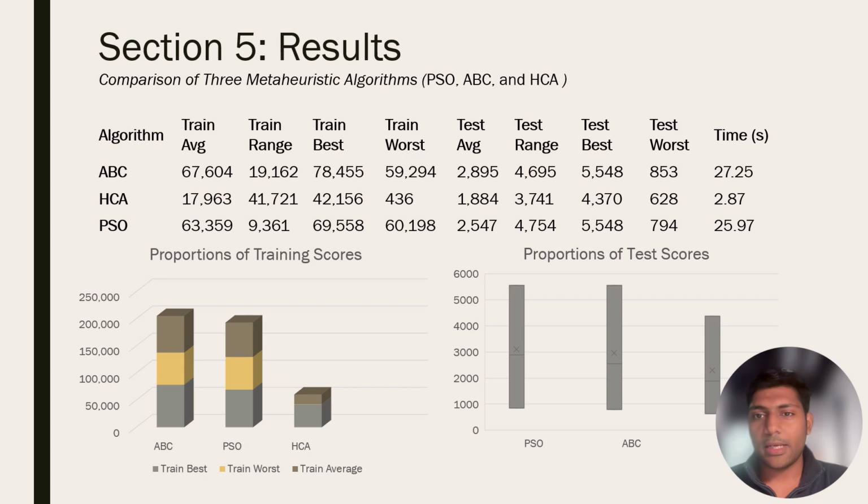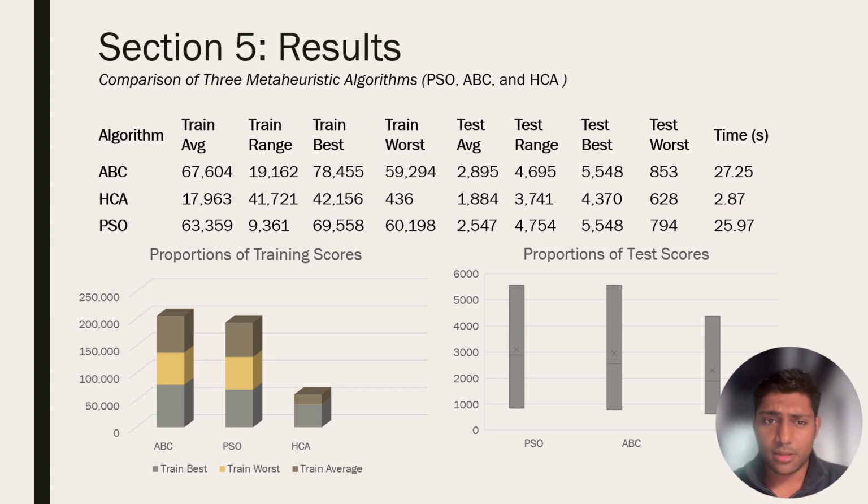HCA is super fast at under 3 seconds, but PSO and ABC took around 26 to 27 seconds due to more complex search dynamics. Now, if we look at the charts, the left one shows the training scores. It's evident that HCA consistently scores lower, while PSO and ABC have similar score ranges, though ABC tends to peak higher. The right chart focuses on the testing scores.